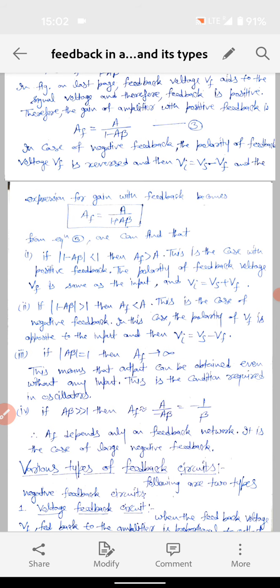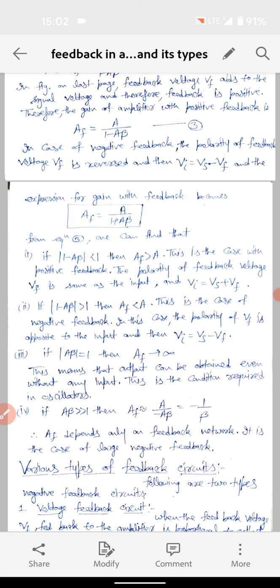Okay, and the polarity of vf is opposite to the input, so in that case vi is equal to vs minus vf. And the third case: suppose we have a condition where a beta is equal to 1. In that case 1 minus a beta will become 0, and that means af will become infinity. And this means that output can be obtained even without any input because we have infinite gain.